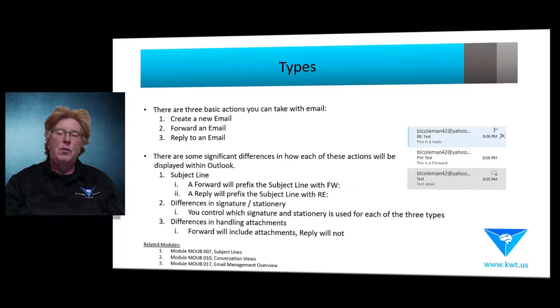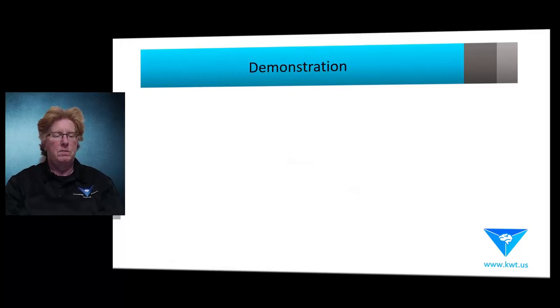Now you can also apply a different signature to forwards and replies compared to new emails. And the idea here being is that you may want to have a formal signature on a brand new email when you're initiating a conversation with somebody. Whereas once you've got the conversation going and you're replying back and forth, you can slip back to a more casual signature. So let's take a look at that.